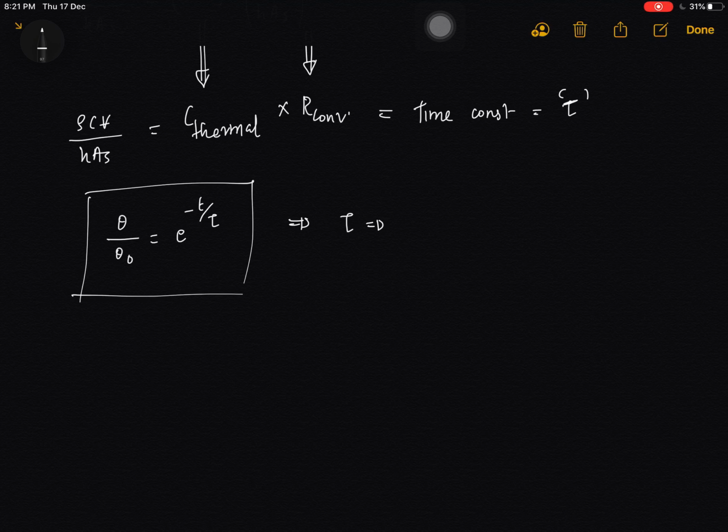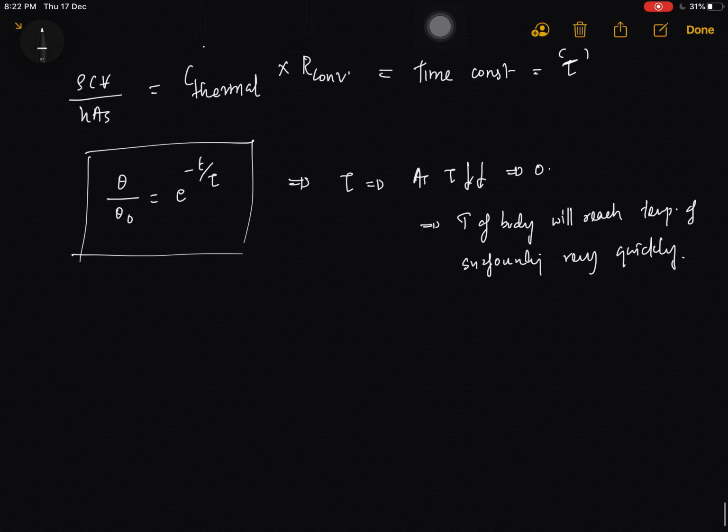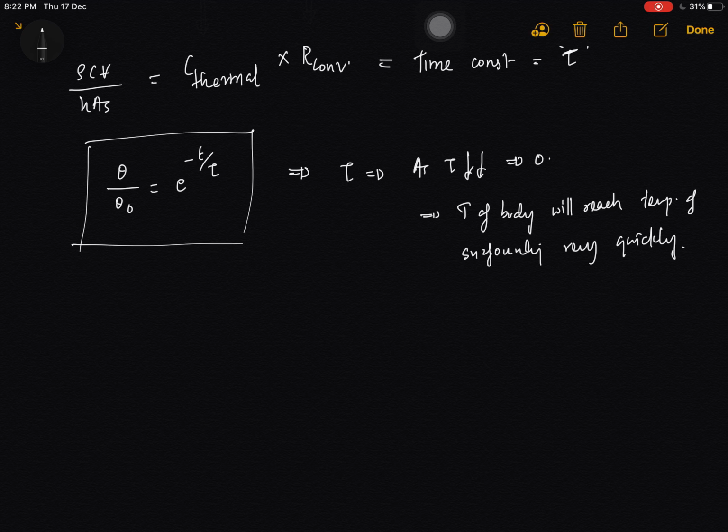The implication of this particular term tau is, as tau reduces, this exponential term goes to 0, and then we can see that the temperature of the body will reach the temperature of the surroundings very quickly.